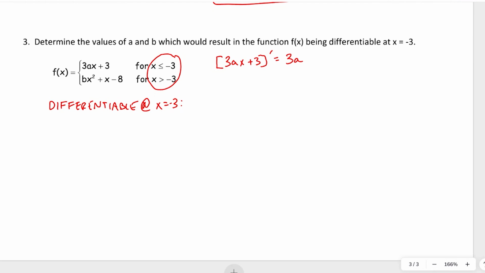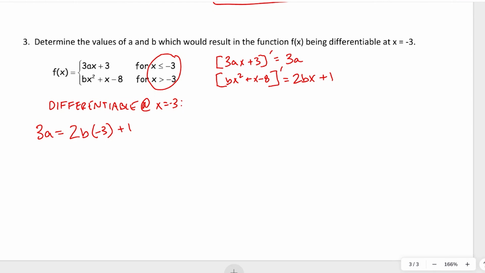Now the derivative of the second piece, bx squared plus x minus 8, is going to be 2bx plus 1. So we want those two expressions to be equal to each other to ensure the differentiability. So we're going to say 3a equals 2bx plus 1, and then we're going to plug in -3 for x. Now we're going to run into some problems if we try to solve this because we have two variables. We've got an a and a b.